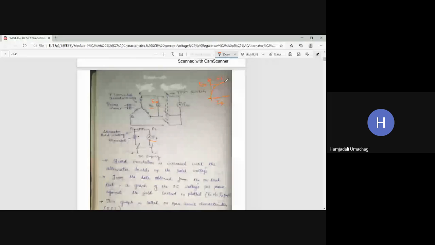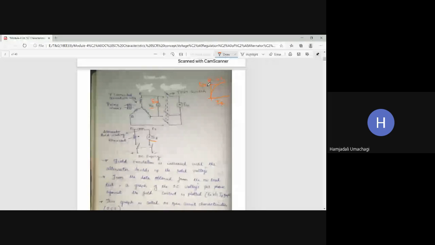Field excitation is increased until the alternator builds up the rated voltage. From the data obtained from the no load test, a graph of open circuit voltage per phase against the field current is plotted. That is, we are going to plot E0 versus IF, and this graph we call the OCC curve or magnetization curve. Magnetization curve means IF is nothing but the flux value, so for different flux values you are going to get the voltage value.